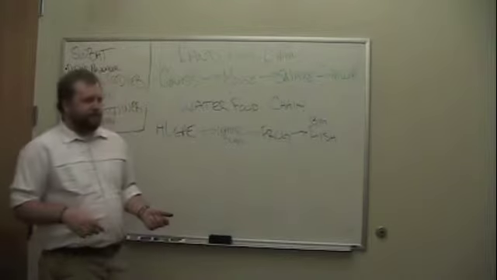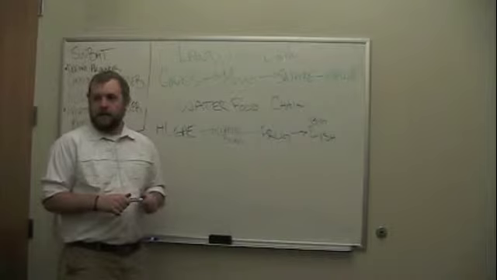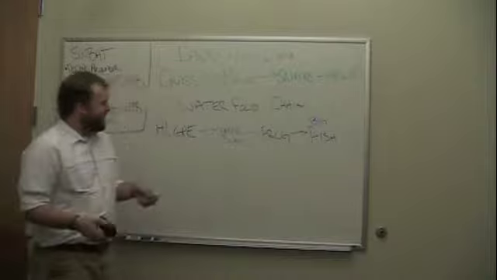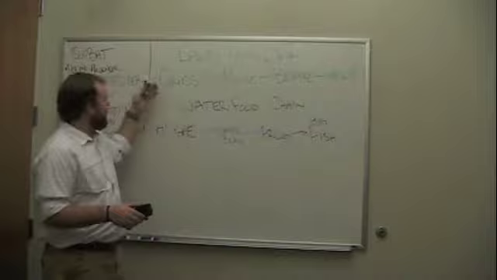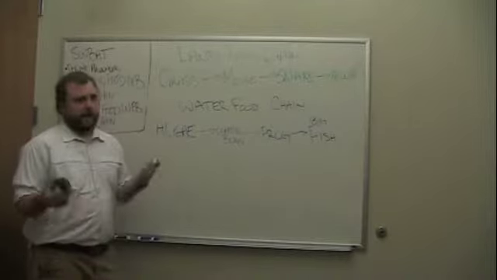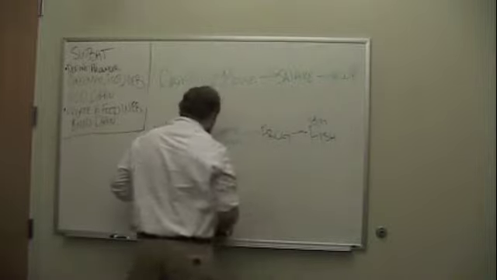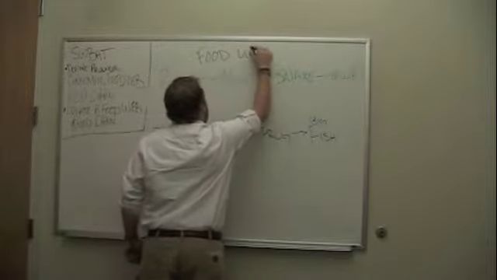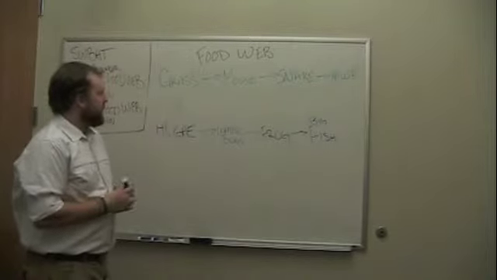But what can happen is these food chains can come together. If, say, this grassland is right next to this lake, they're going to probably come together, and instead of being separate food chains, we're going to end up with a food web. So, how can we make this into a food web? What eats what?